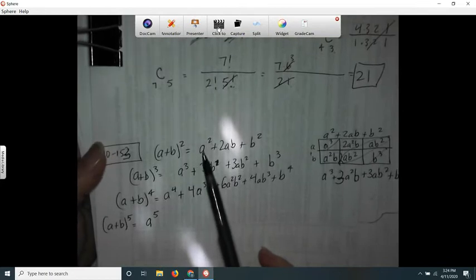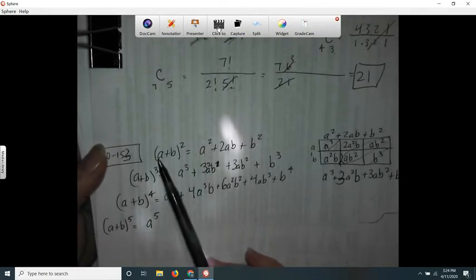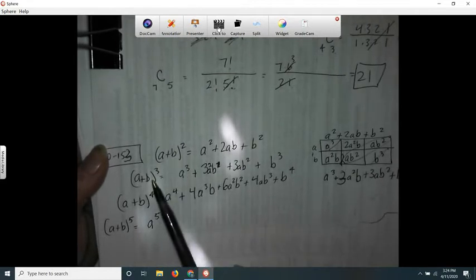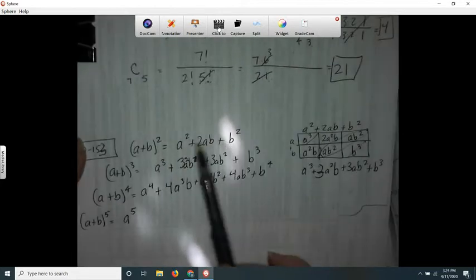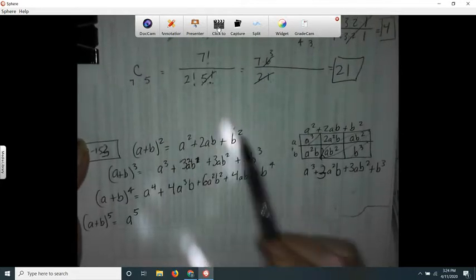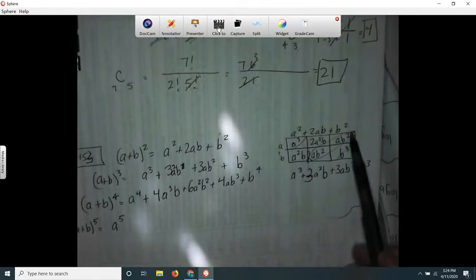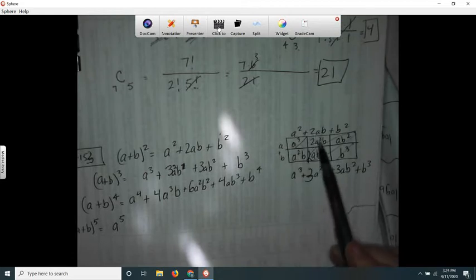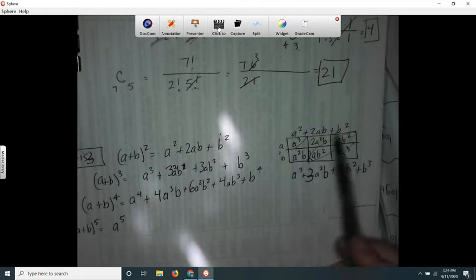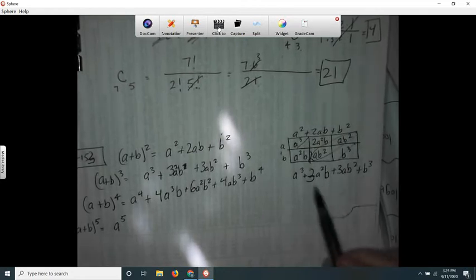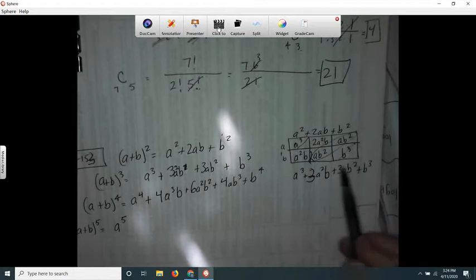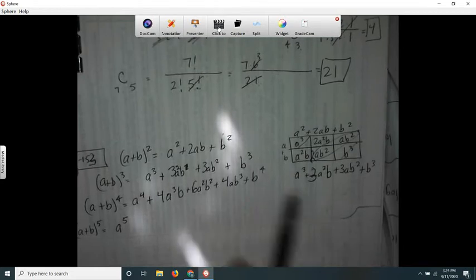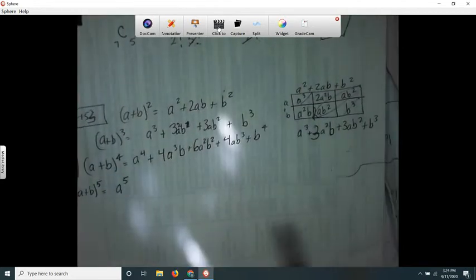But when I want a plus b to the third, I don't have that one memorized. So I take a plus b squared and I write it on a multiplication box. A squared times a is a cubed. A times 2ab is 2a squared b. See what I did? It's a multiplication box. And then I can get the expanded form of a plus b cubed. Sorry, it's a little messy. And then if I take this and multiply it in another multiplication box, this would take some time.